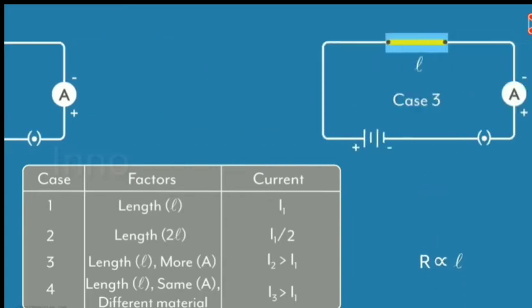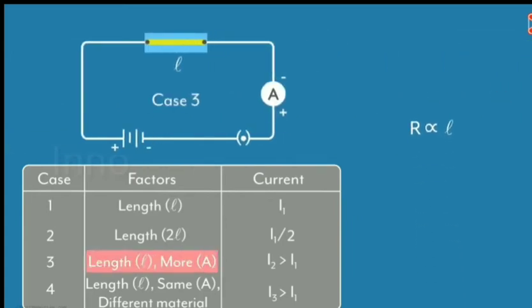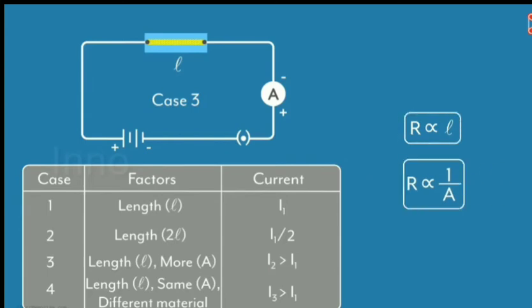The third case tells us that as the thickness of the wire was increased, the current flowing through it also increased. It tells us that the current flowing through a conductor is directly proportional to the cross-sectional area of the conductor, which means that the resistance will be inversely proportional to the cross-sectional area of the conductor. Combining these two tells us the resistance is directly proportional to the length of the conductor and inversely proportional to its cross-sectional area.